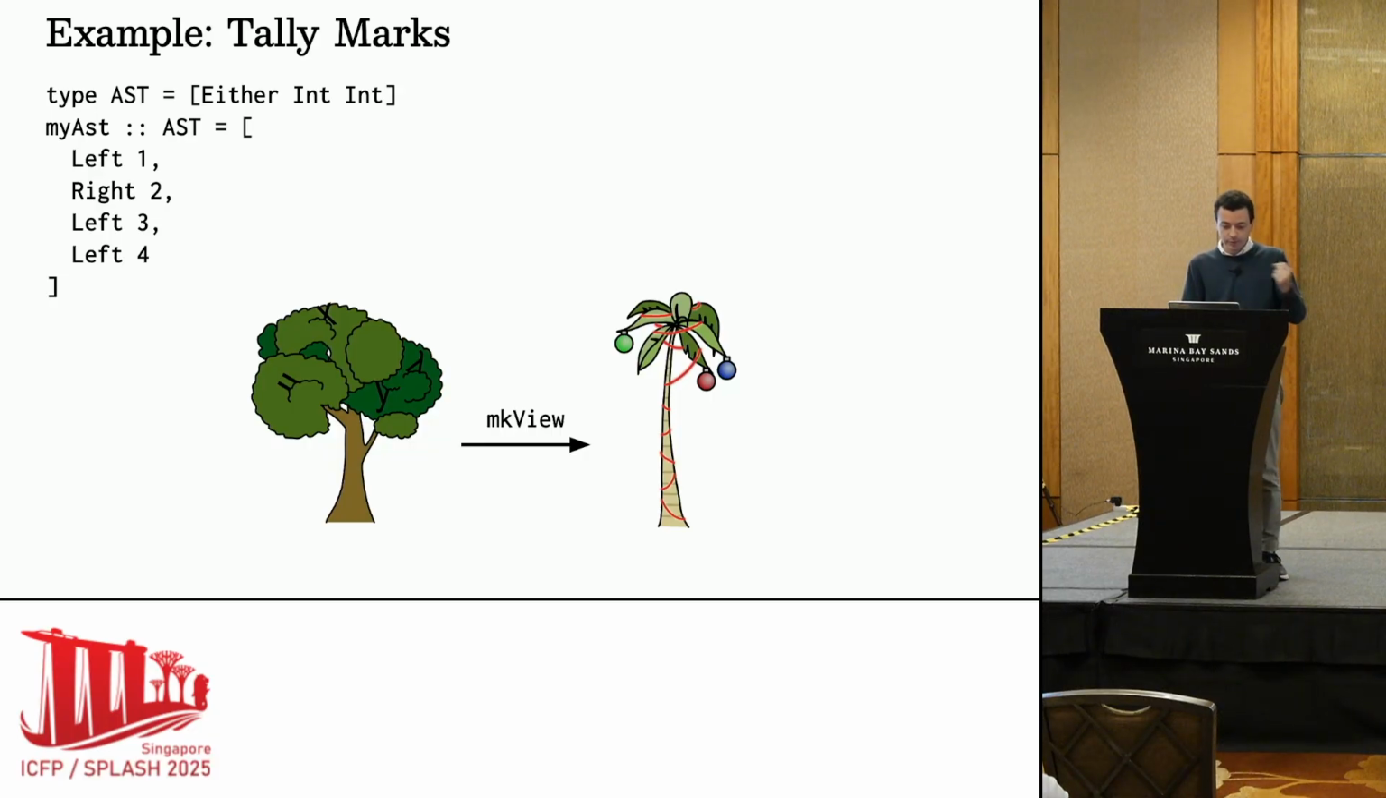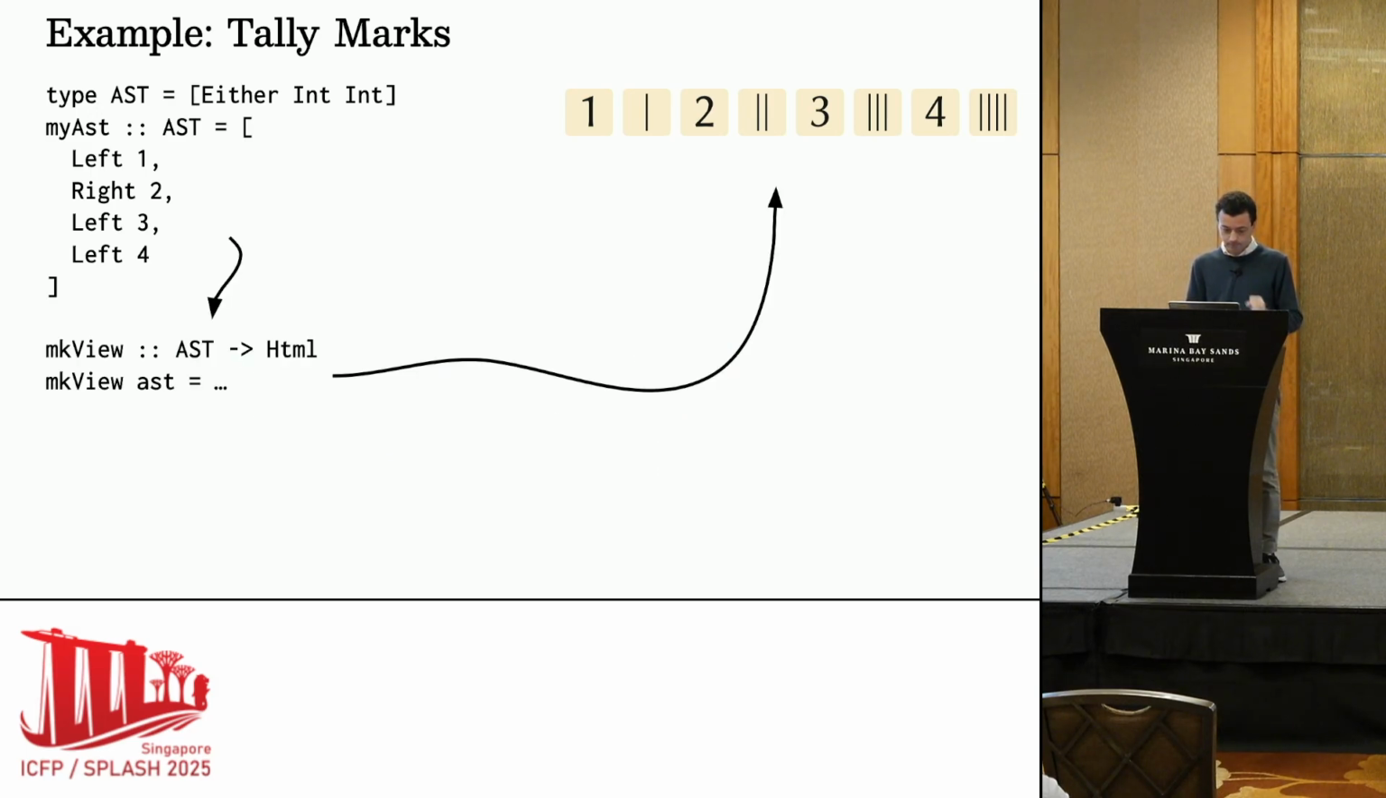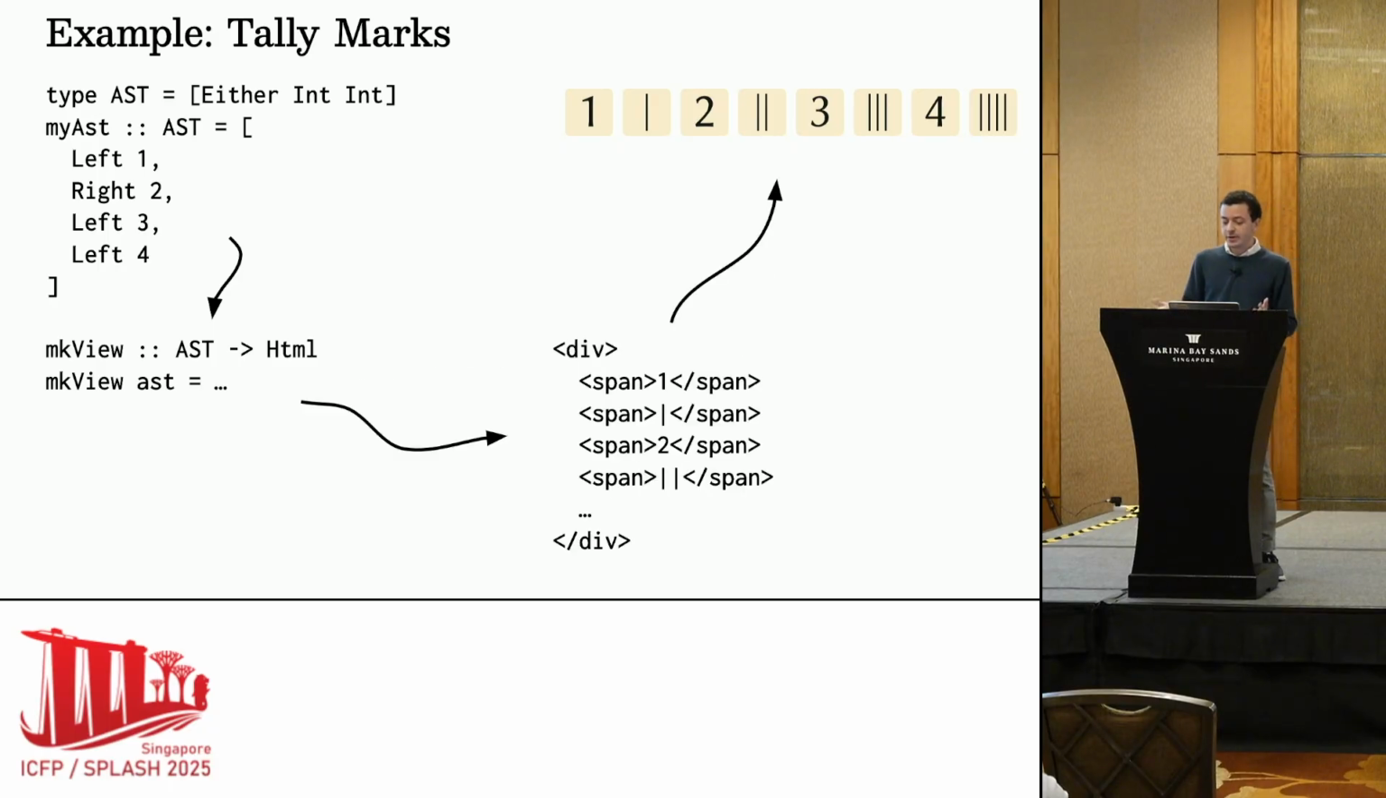To be more precise about this and to give a concrete example, let's think about a really simple AST type. Let's suppose we just have lists of tagged integers which are either tagged left or right. And suppose we wanted to view this list like this, where we have an Arabic numeral followed by a tally mark representation of the number. So we might write a function called makeView, which goes from AST to HTML, and maybe our HTML looks something like this.